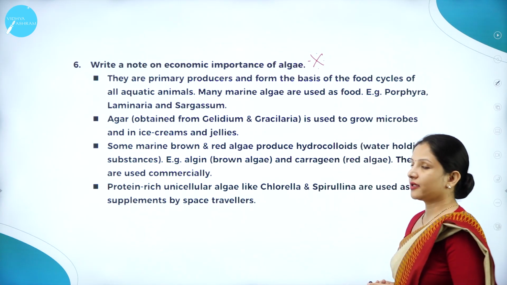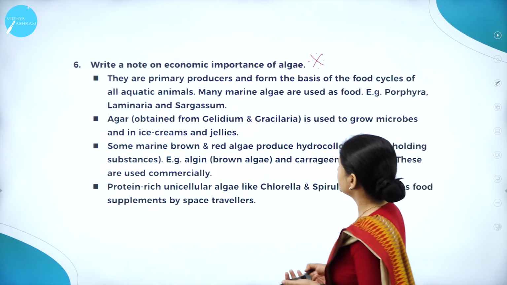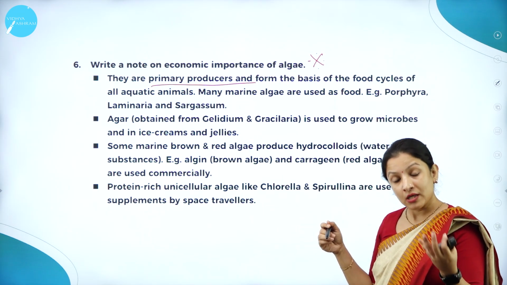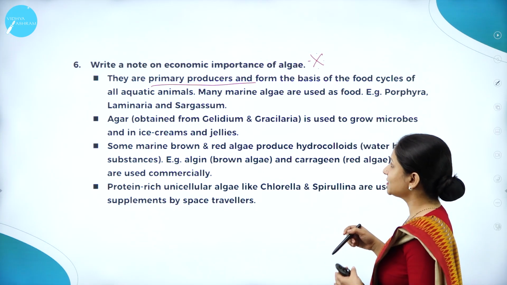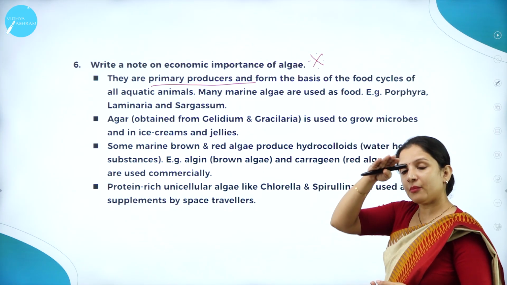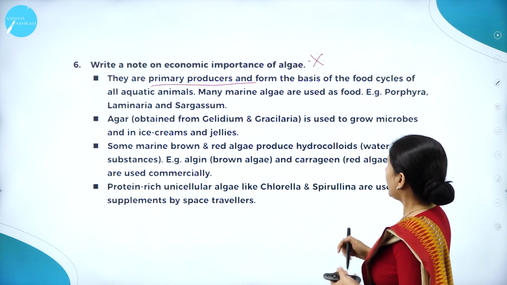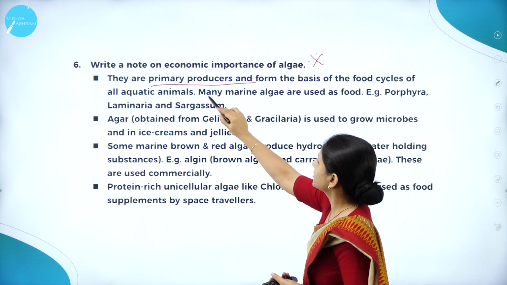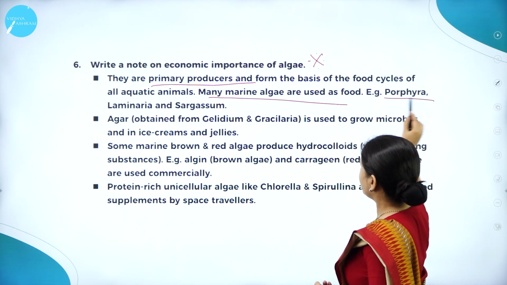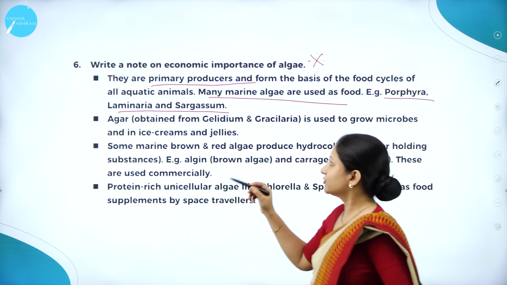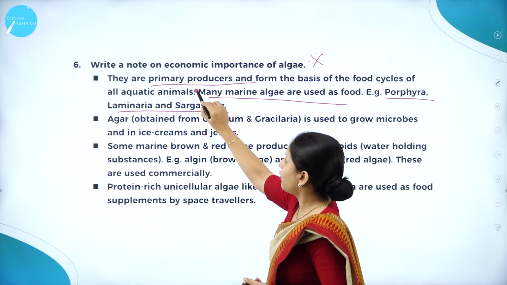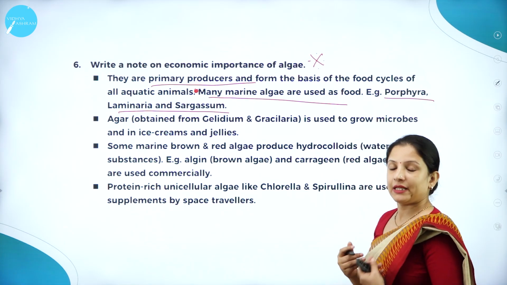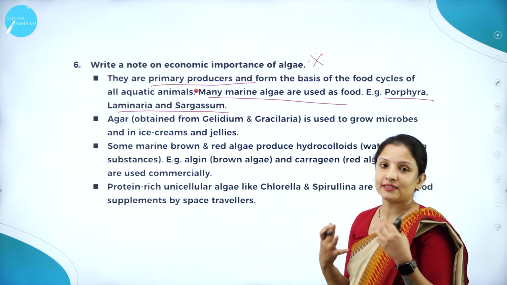Economic importance of algae. Algae are the primary producers of the oceans or seas, any marine habitat or aquatic habitat, including freshwater habitats, for all the animals. That is why they come under the lower food chain, and they are very, very important. And there are many marine algae which are used as food. Example, Porphyra, Laminaria and Sargassum. You can make this one more point if needed. They can be consumed as food, like large kelps in Chinese cuisine.